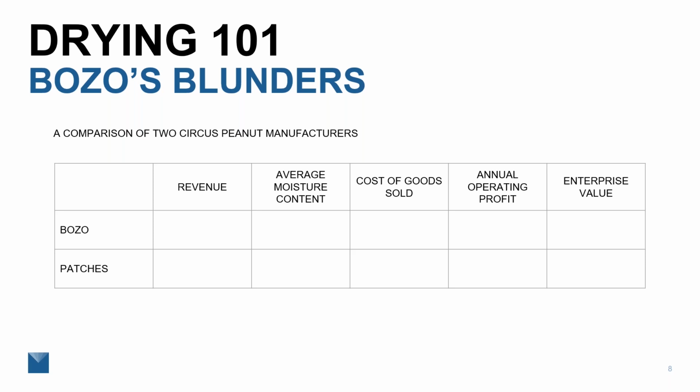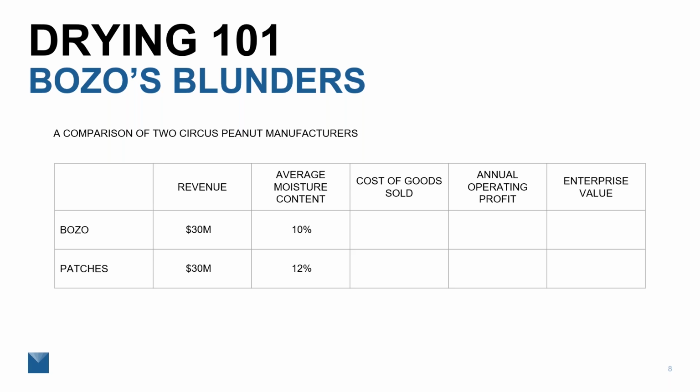For the sake of comparison, we will say that Patches' company and Bozo's company both have identical revenues of $30 million a year. We will also assume that if circus peanuts are made at a moisture content of above 14%, they will mold in the bag. Patches can run his process at an average moisture content of 12%, while Bozo can only run at 10%, because with a standard deviation of 2% moisture, he must run at a lower average to make sure he does not have any under-dried batches. This is a 2% difference in yield.